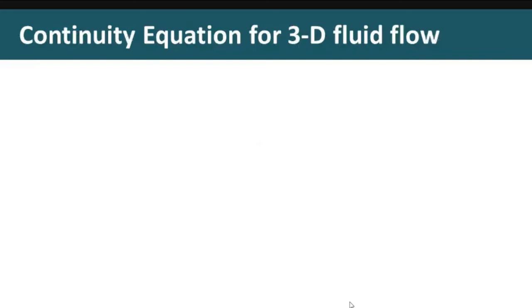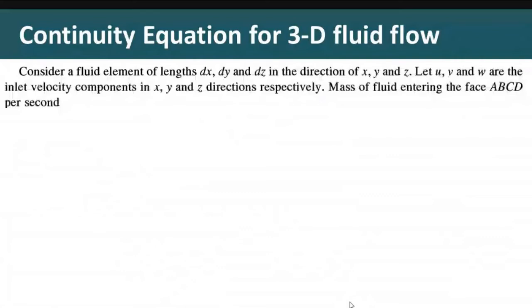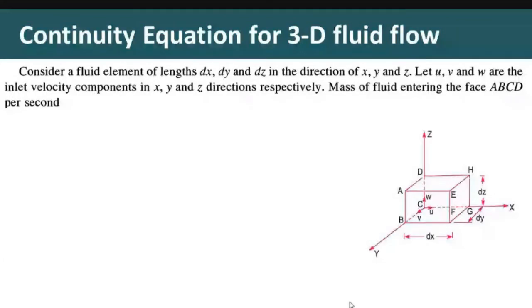Okay. Then next is the continuity equation for three-dimensional fluid flow. Consider any fluid element in the shape of a parallelepiped, as shown in the figure, of dimensions dx, dy and dz. So we have assumed a fluid particle in the shape of a parallelepiped, and the dimensions of the fluid particle are dx, dy and dz along the x, y and z directions respectively. Let small u, small v and small w be the components of velocity in the x, y and z directions.